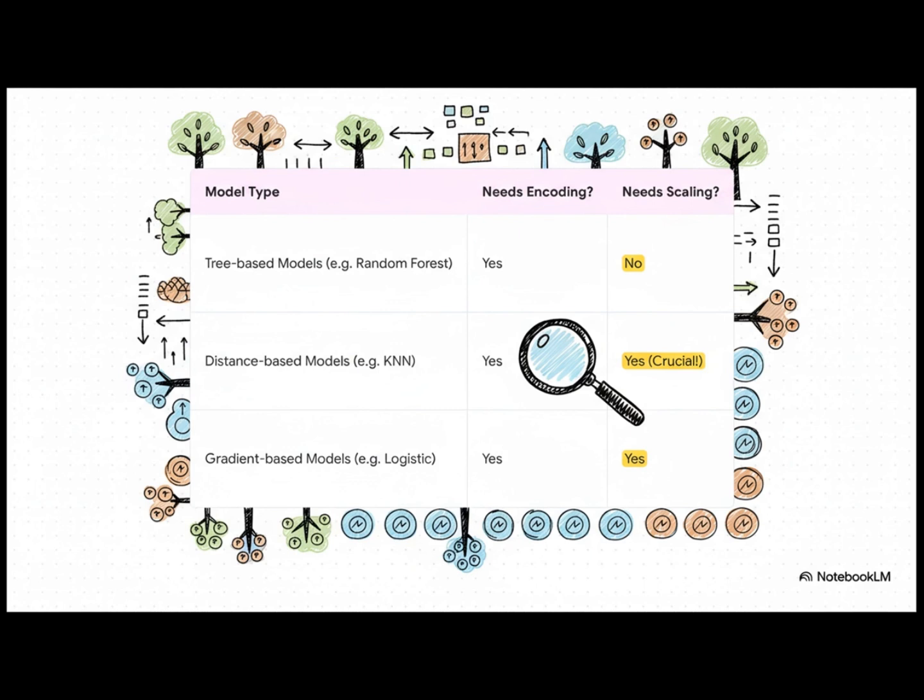So notice, every model needs text encoded into numbers. That's a given. But scaling, that's a different story. Tree-based models, like a random forest, they don't really care about scale. They just make decisions based on splits, like, is income over 50K? But for any model that relies on distance, like k-nearest neighbors, or gradients, like logistic regression, scaling is absolutely 100% crucial. Without it, the huge numbers from income would completely overwhelm the calculations, and age would become almost invisible.